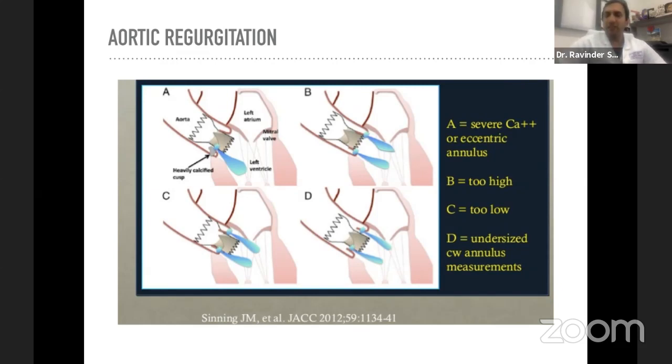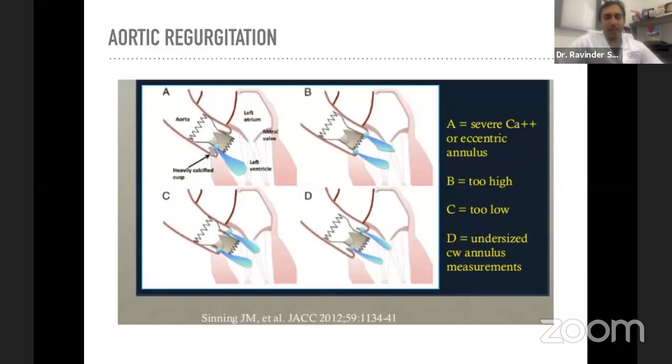Is the valve frame unexpanded? Is the valve too high? Is the valve too low? Or is the valve small for the annulus? Whatever the etiology is, it should be corrected either by doing a post-dilatation, by putting a new valve, or by putting a plug for the paravalvular leak.